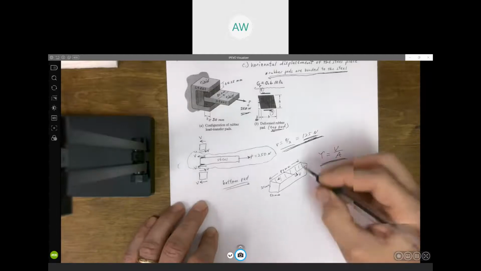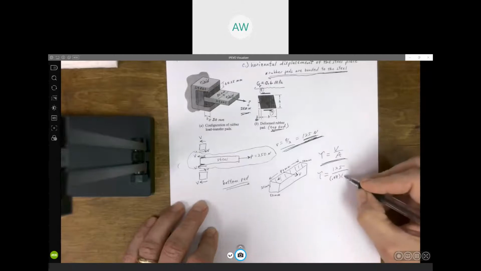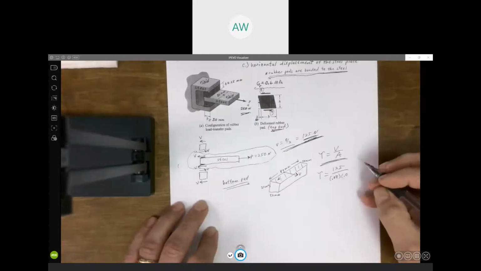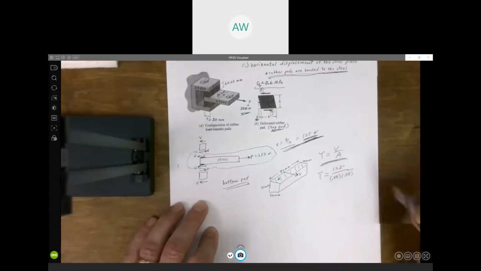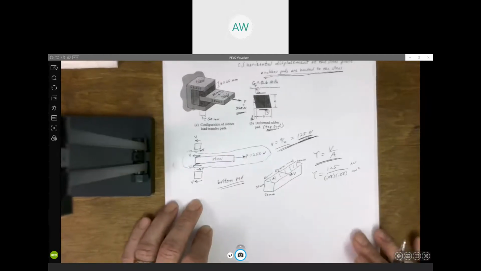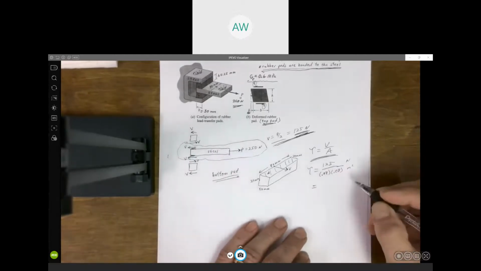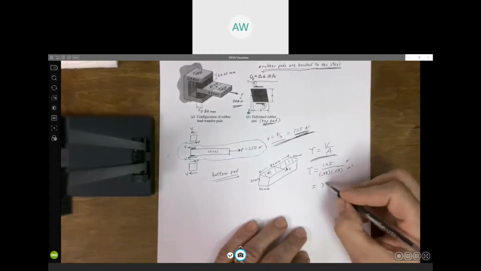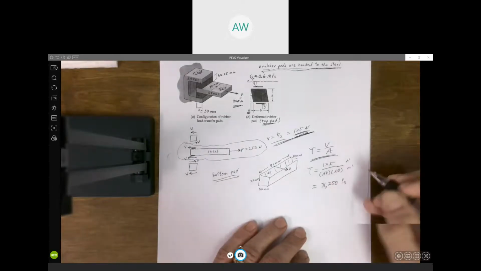And again, this is 50 millimeters wide, so that's 0.05, I believe. I get my right zeros. So that gives me newtons, and here I got meters squared, and so it'll come out in pascals. And I got 31,250 pascals.